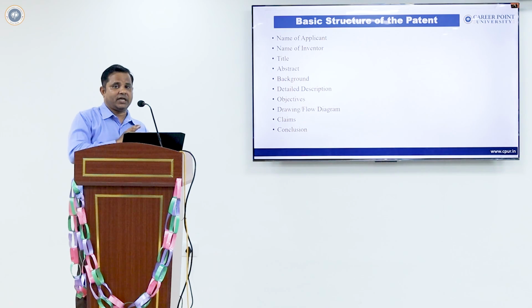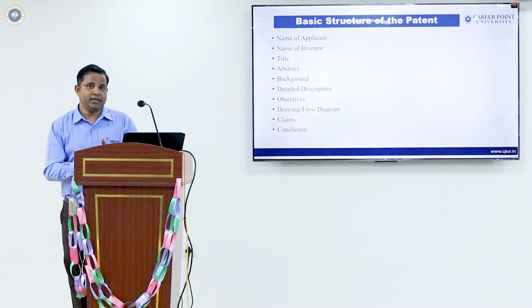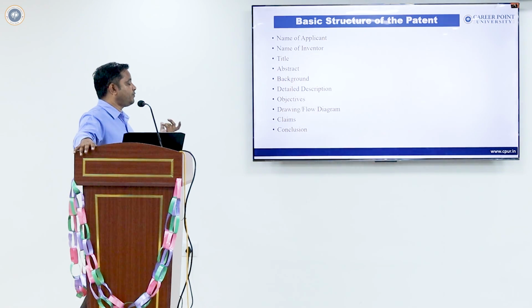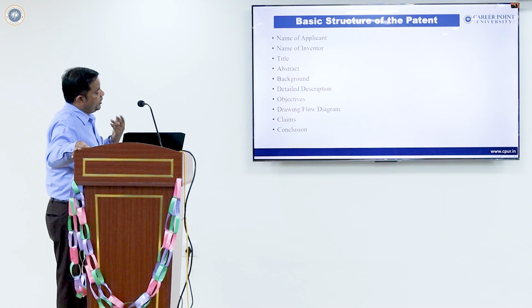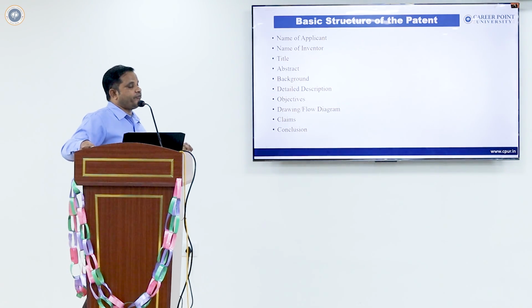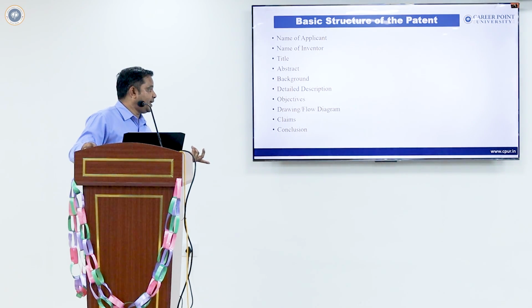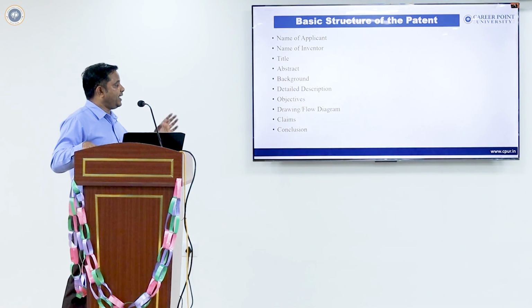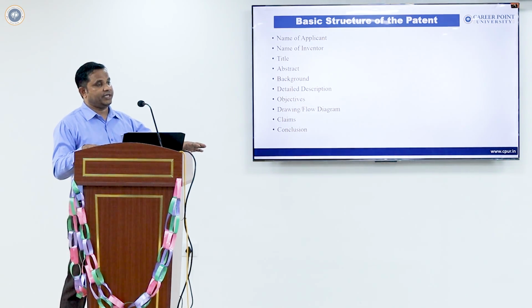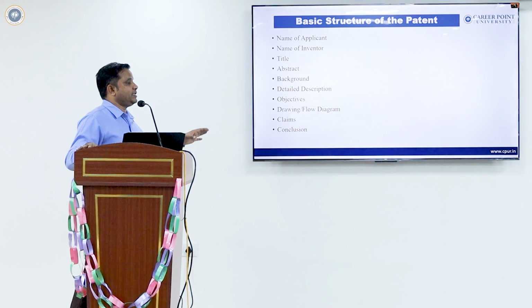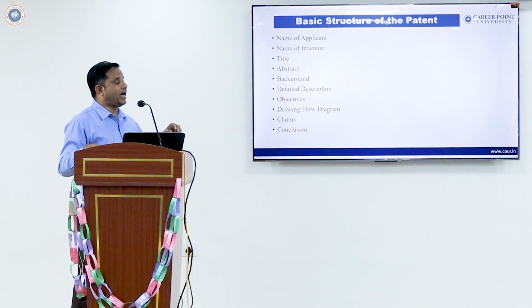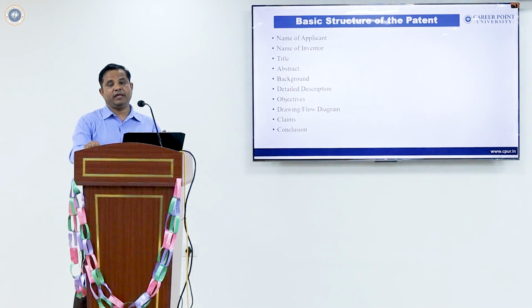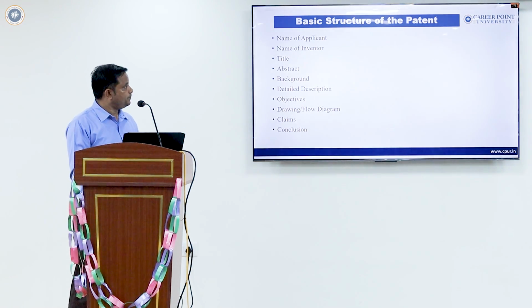Now the next one, conclusion. Conclusion is a combination of 2 or 3 lines which represent the major finding of your patent. So how your patent is related to the current scenario, how your patent is novel, how your patent will reflect your research work, and how your patent will be beneficial for the target audience.